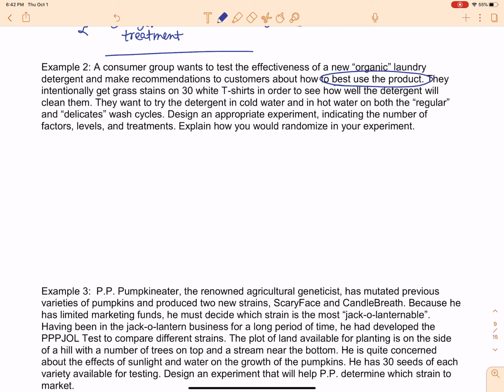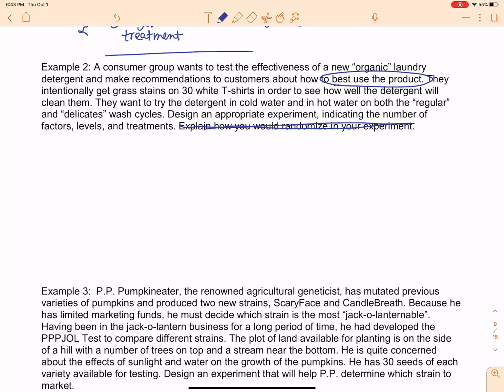They intentionally get grass stains on 30 white t-shirts in order to see how well the detergent will clean them. They want to try the detergent in cold water and in hot water on both the regular and delicate wash cycles. Design an appropriate experiment indicating the number of factors, levels, and treatments. Explain how you would randomize in your experiment. For now, we're not going to do that. We're just going to do the other part of the problem. So here's what I would do.